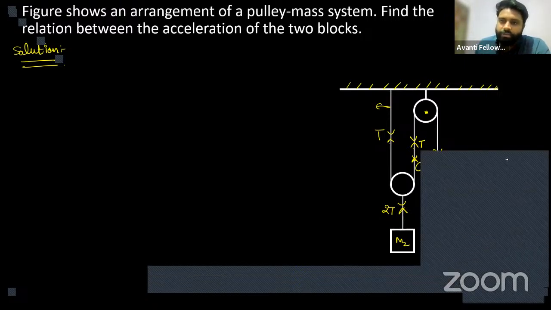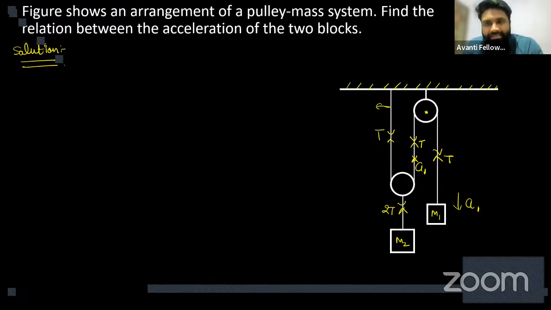Yeah, very good. JNV Yanam has answered that it is not going to change. And it is absolutely correct because this end of the string is fixed, so there is no way it is going to move. So the acceleration of this end will be 0. And this is the acceleration of the pulley, let's say here. It is AP and it is moving upward.